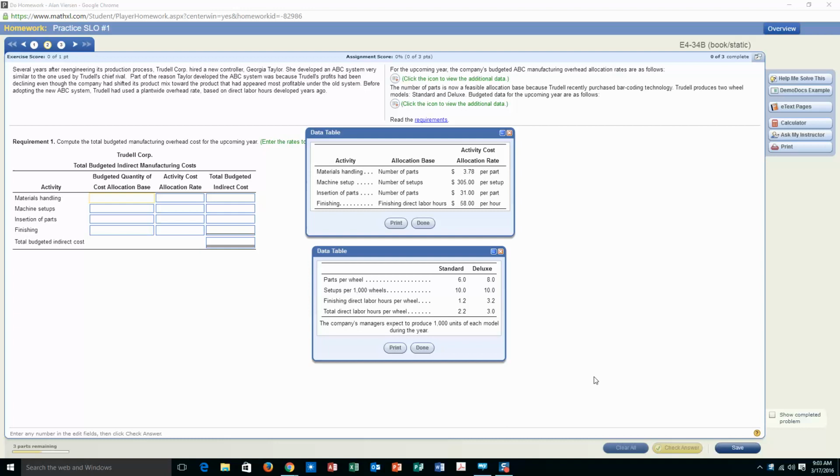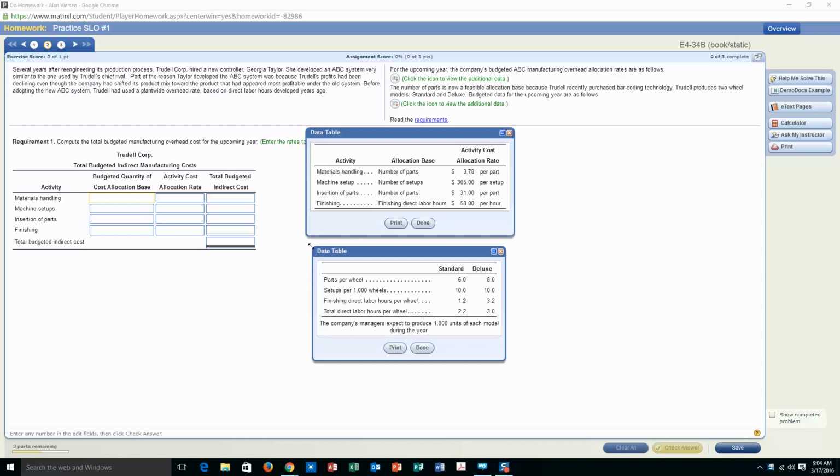Okay, class, let's take a look at the SLO problem for ABC costing. One of the things I'm helping you do this because I don't want the format to trick you up. The idea of ABC costing is that instead of having one rate or department rates, several rates, we have a rate for each activity.